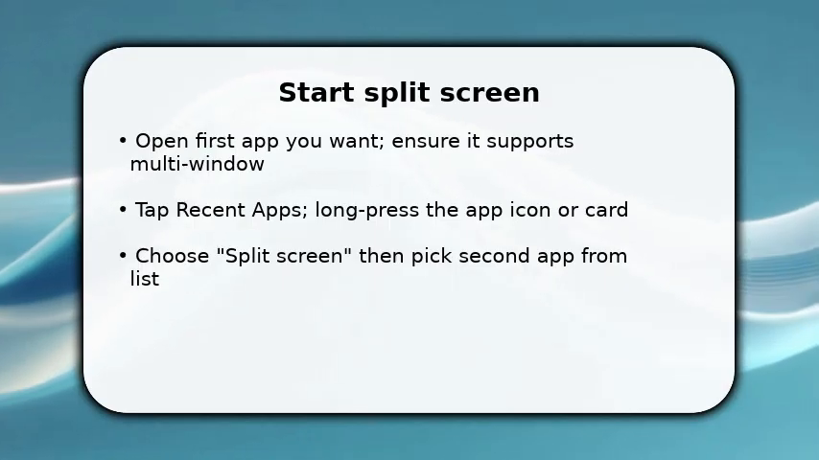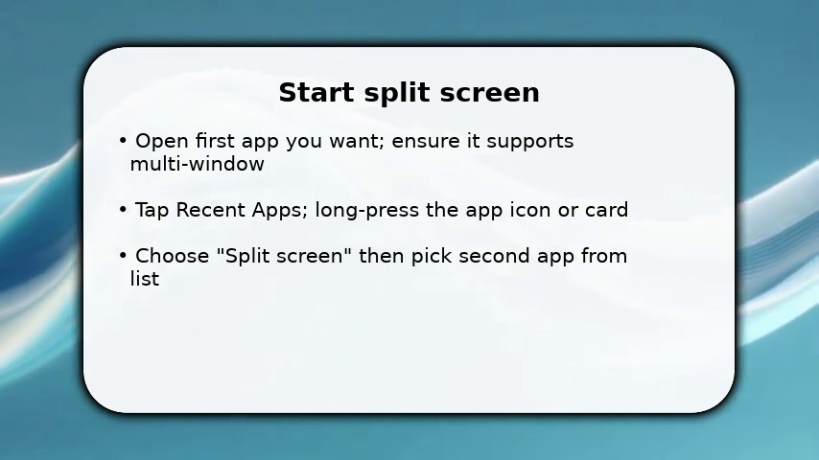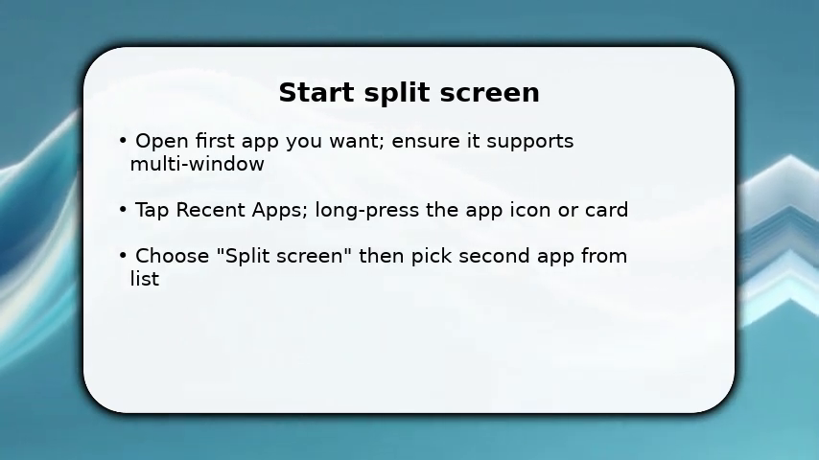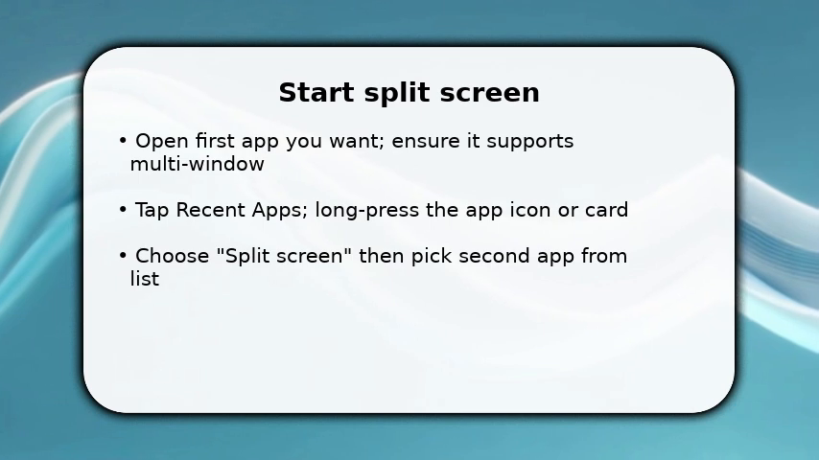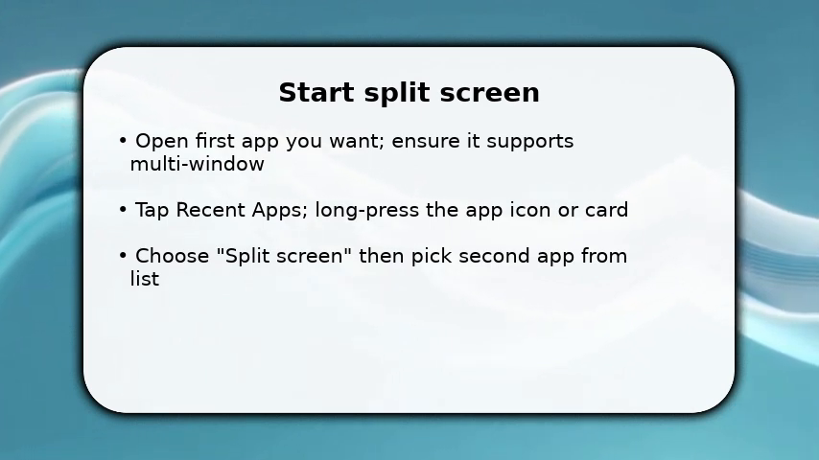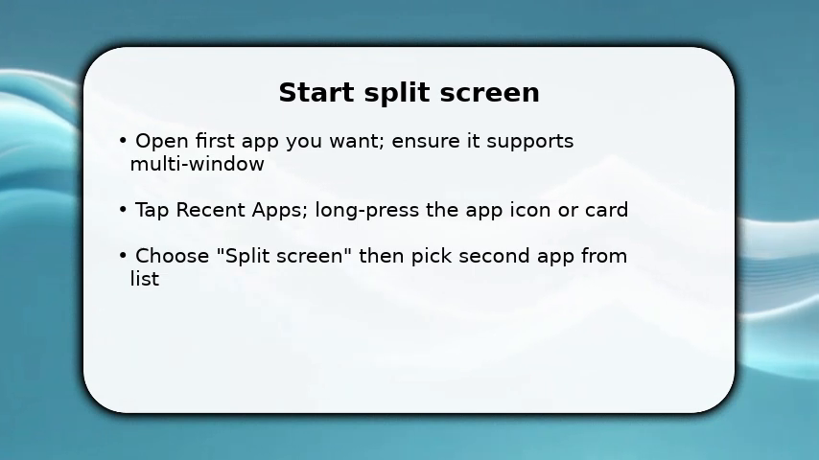You start by opening the first app you want to use in split screen. This is important because some apps block multi-window. Once the app is open, tap Recent Apps and long press its icon or card to reveal options. Choose Split Screen immediately. This pins the app to the top or left.